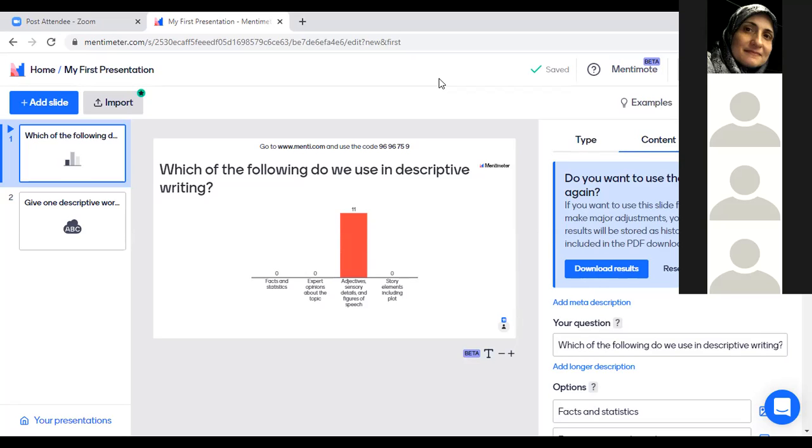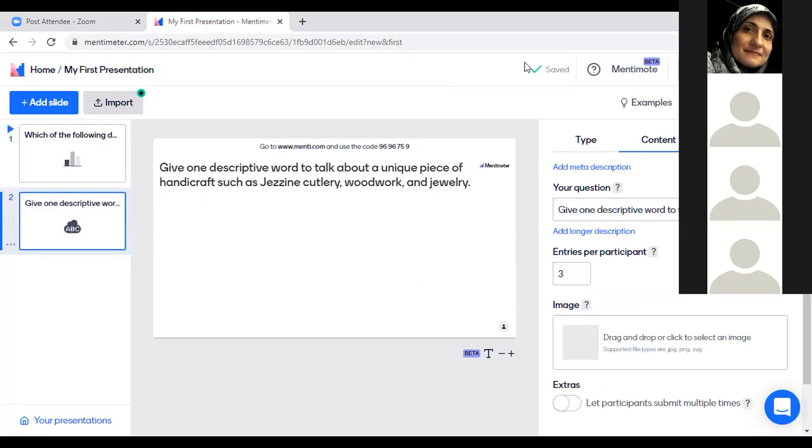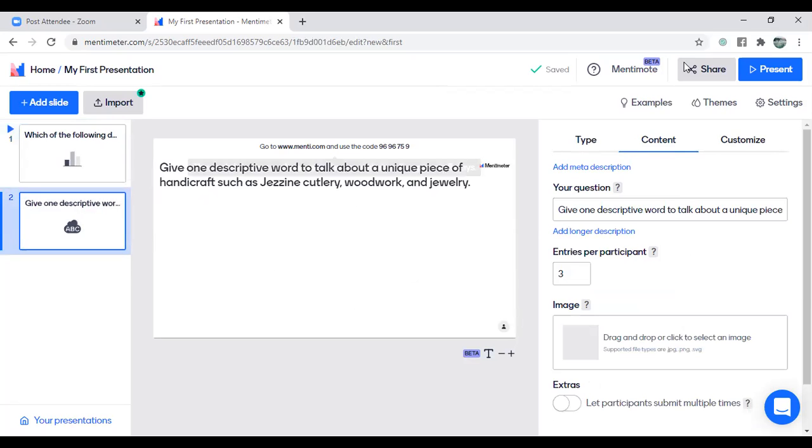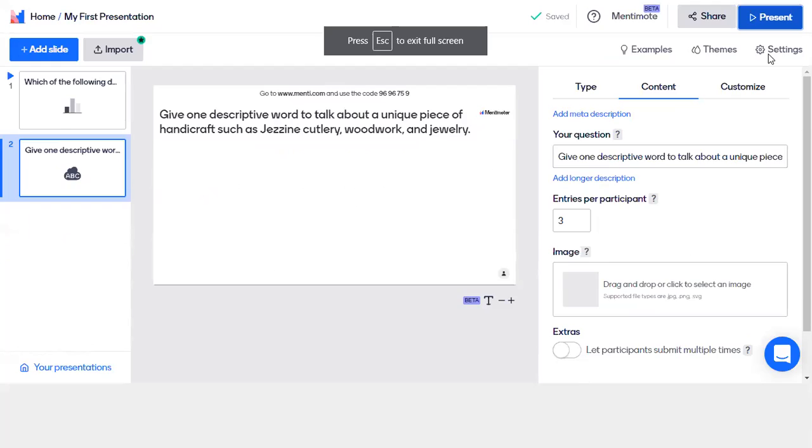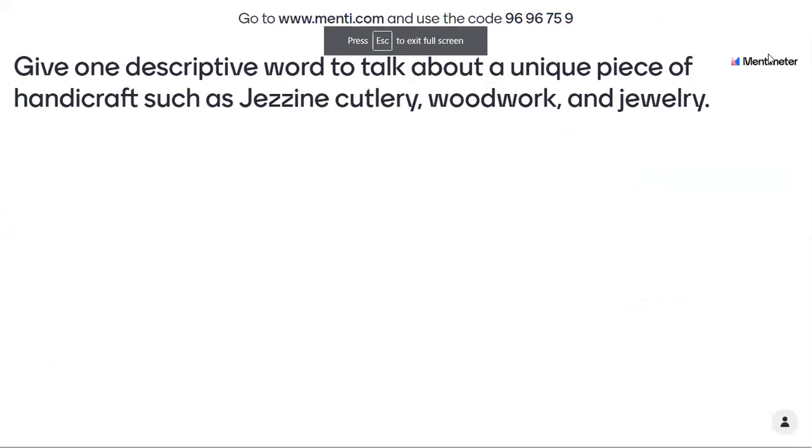Now I'd like you guys to answer one more question, and please tell me if you can't see the screen. I'm going to share it now. Okay, can you see the screen now? Can you see the question? Yes. Okay. Give one descriptive word to talk about a unique or special piece of handicraft, such as the Jazine cutlery, woodwork, or jewelry, or any other beautiful piece of handicraft. Just one descriptive word.